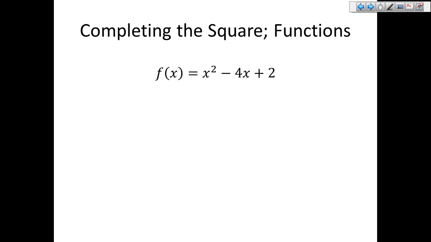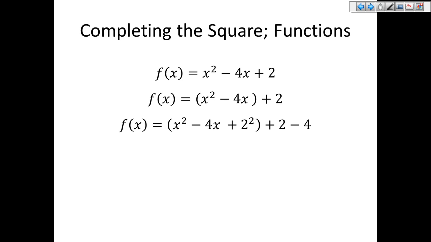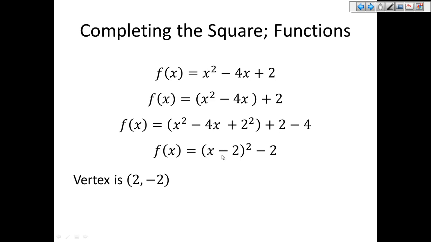So let's do the same thing with this quadratic function in order to put it into vertex form. I like to group my x's. So x squared minus 4x goes in a set of parentheses. The plus 2 doesn't have an x, I leave it outside. Inside the parentheses, I add 2 squared. So that means outside the parentheses, I subtract 4. Rewriting it, I get x minus 2 squared minus 2. So my vertex is 2, negative 2. Again, it's always opposite this number, and then here's my y coordinate.